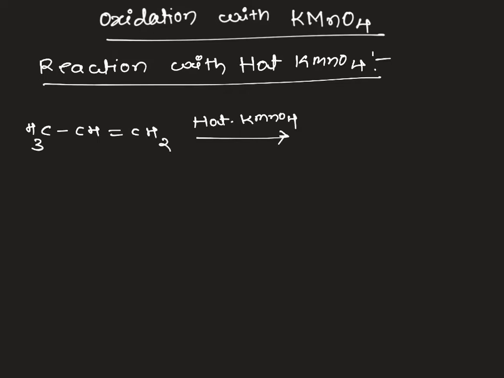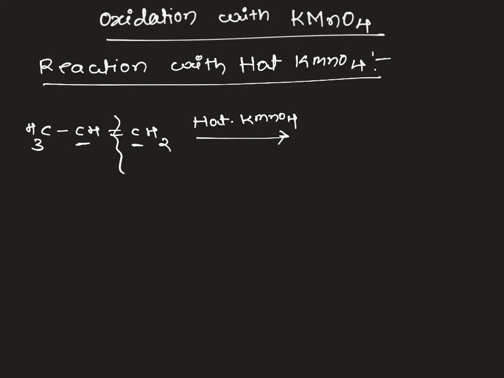The oxidation reaction will take place at the carbon-carbon double bond. The cleavage of this double bond takes place, and this carbon is converted into carboxylic acid. In some cases it can be converted into ketone. We will see in which case it is converted into carboxylic acid and in which case into ketone.